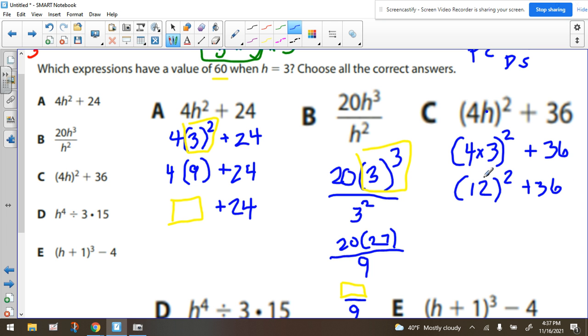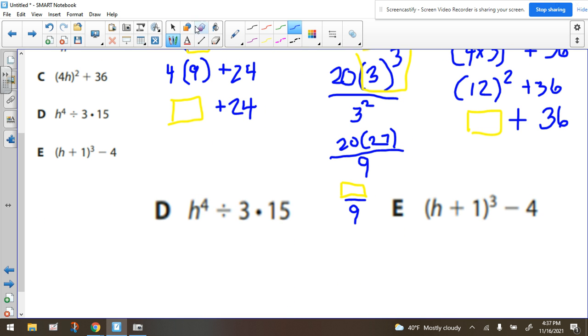Now, please don't put 24 here. This does not mean 12 times 2. It means 12 times 12, which should end up being a 3-digit number. So get that 3-digit number and add it to 36. And by the way, just knowing that it's a 3-digit number, we already know that it's probably going to be over the number 60. So that's probably going to be a no, even without finishing it.